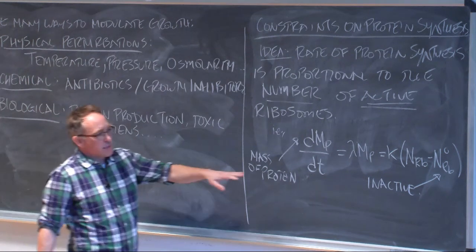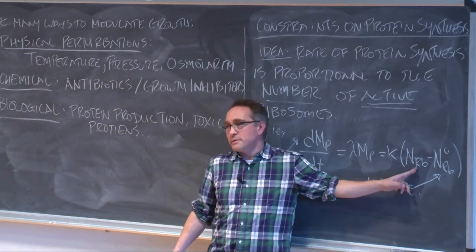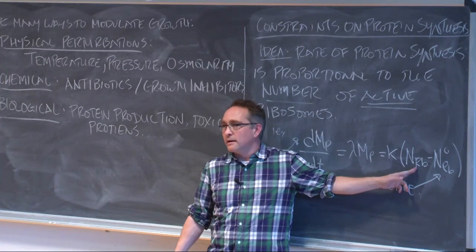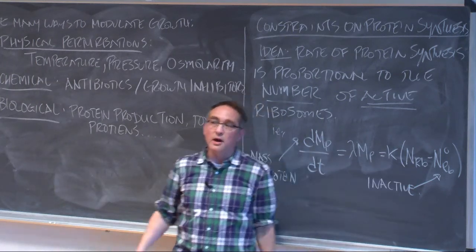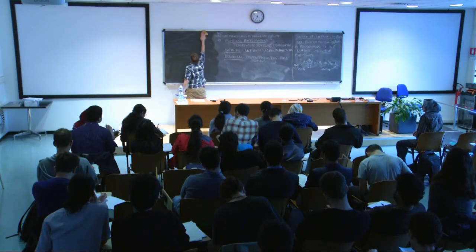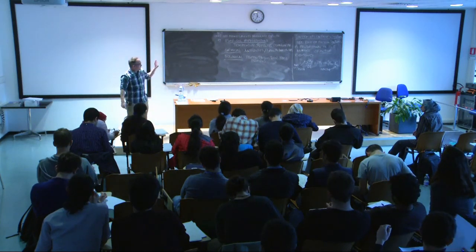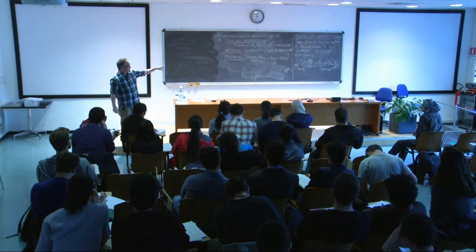The reason that I write it this way is because I know that this relationship between the growth rate and the ribosome abundance is linear, with a non-zero offset. So let me show you what I mean by that. All right, let me just erase some of this. Okay, let me pause. Any questions about this expression?